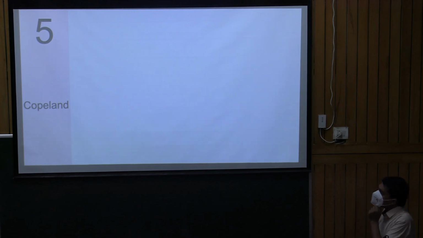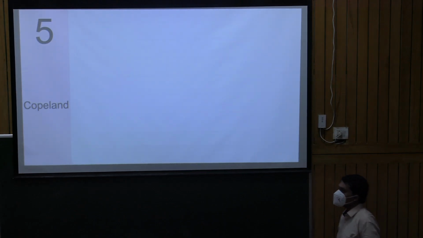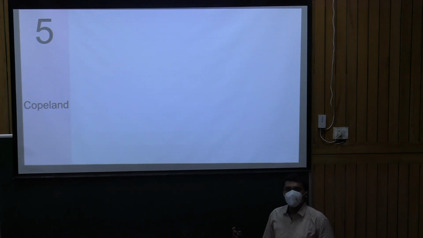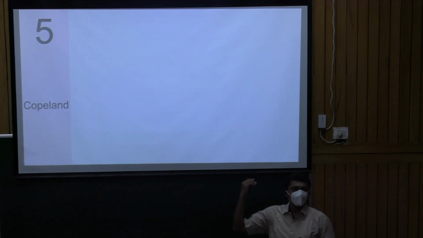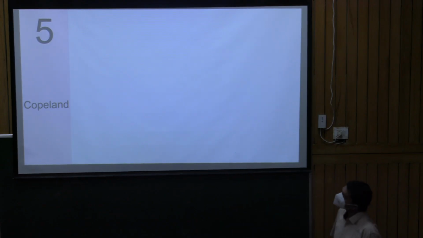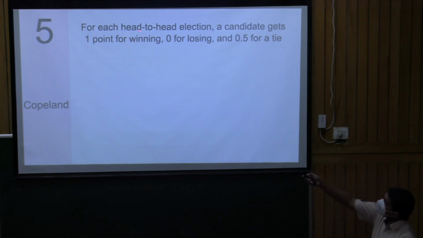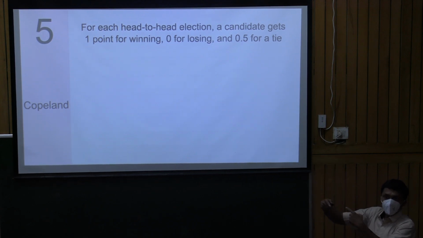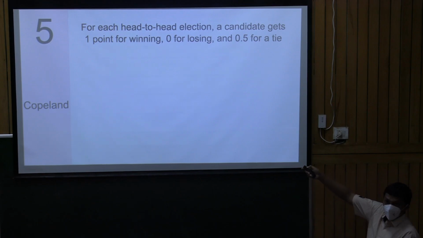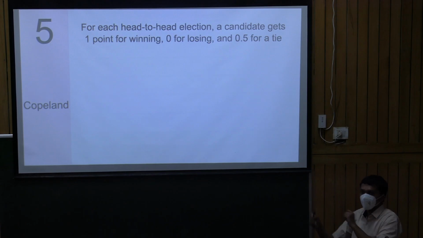Okay. So the first such voting rule is called the Copeland voting rule. Has anyone heard of it? No one? Okay. So here's how it works. For every head-to-head election, a candidate will get 1 point if it wins that head-to-head, 0 if it loses, and 0.5 if there is a tie, if an equal number of voters prefer the two candidates.